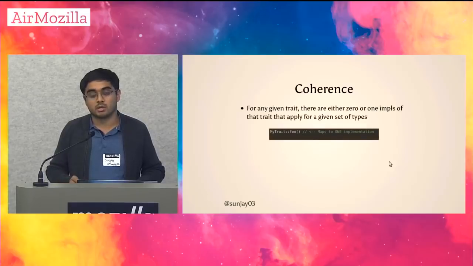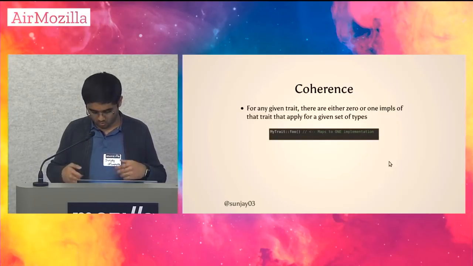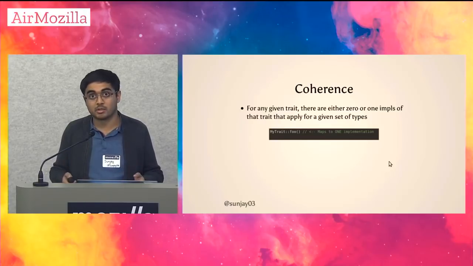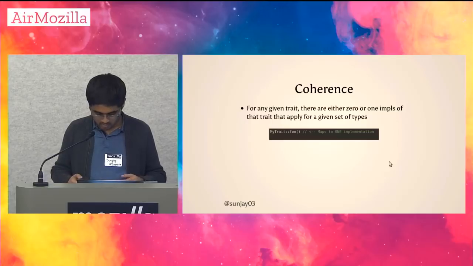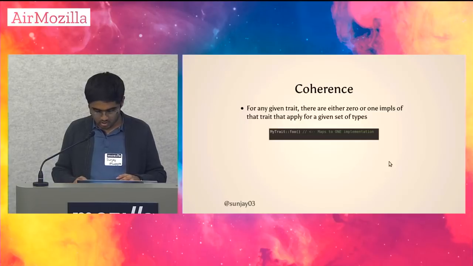So coherence means that for any given trait, there are either 0 or 1 impls of that trait that apply to a given set of types. No more than that. That means that the myTraitFoo method here maps to just one implementation.